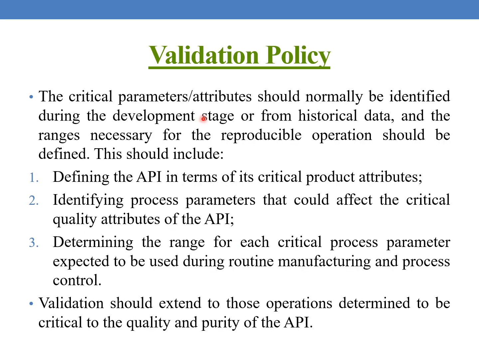The critical parameters or attributes should normally be identified during the development stage or from historical data, and the ranges necessary for reproducible operations should be defined. This should include defining the API in terms of its critical product attributes, identifying process parameters that could affect the critical quality attributes of the API, determining the range for each critical process parameter expected to be used during routine manufacturing and process control. Validation should extend to those operations determined to be critical to the quality and purity of the API.